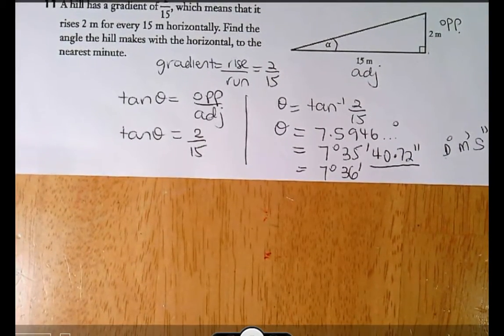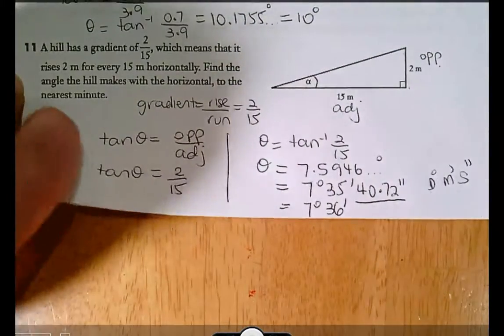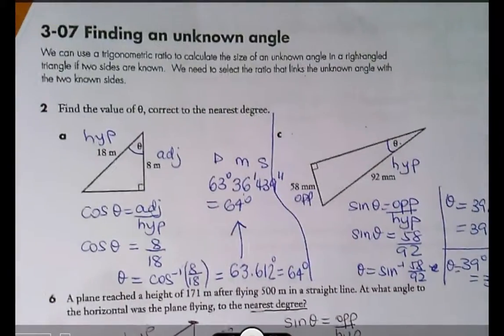Okay, that's the end of that. That's the end of those examples for exercise 3.07, finding an unknown angle.